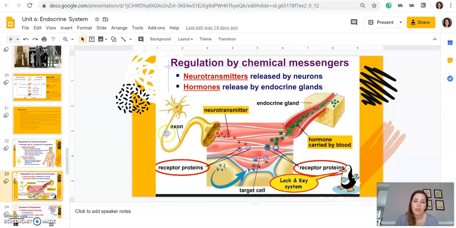So here's a picture, here's an axon producing a neurotransmitter, so maybe this is acetylcholine, which binds to receptor proteins. Hormones are carried by blood, and they also have their own receptor proteins. And this is a lock and key system, meaning every neurotransmitter or hormone has its own receptor protein that it fits into.